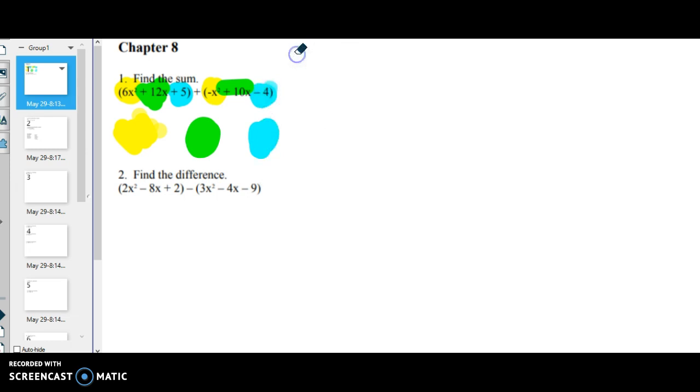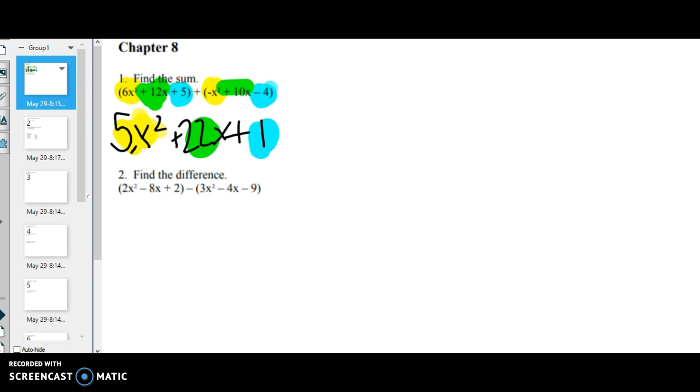So let's see what happens. Let's see, 6x squared plus negative x squared. What do you end up with? Got it, 5x squared. And then I go to the greens. So 12x plus 10x gives me 22x's. And then 5 minus 4 gives me plus 1. Boom, that's it. So you're just combining like terms. It's all good. Now the next one gets a little bit trickier.